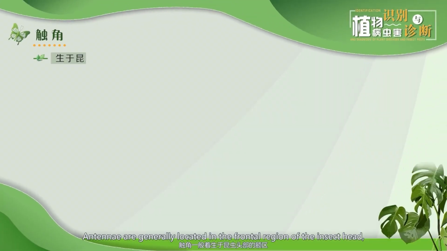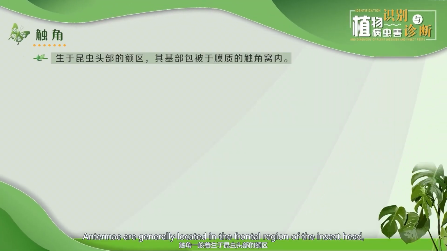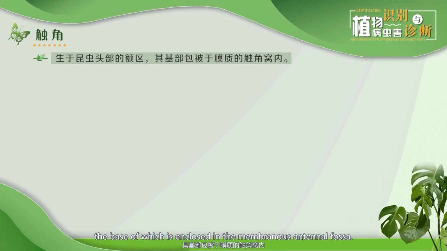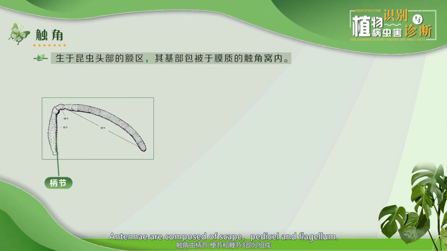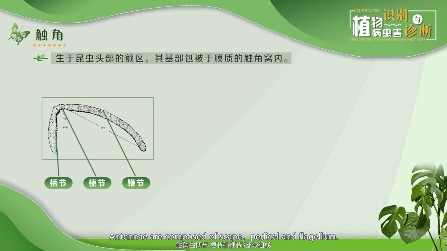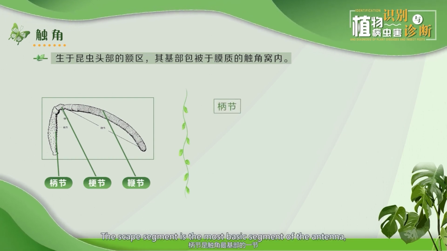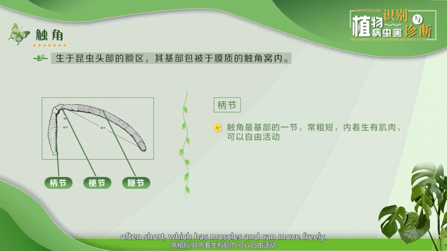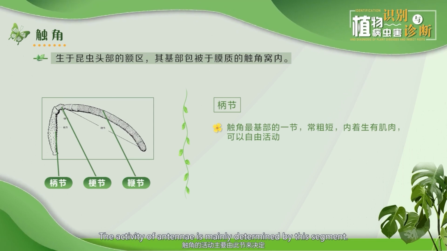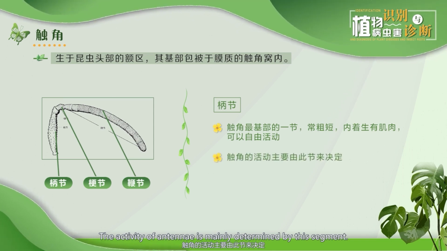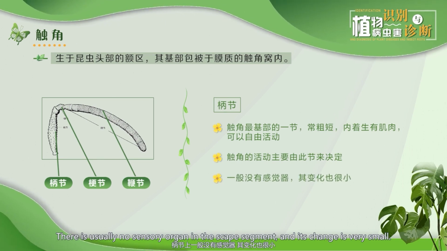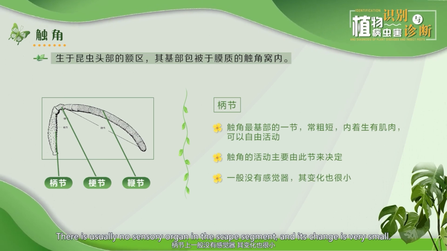Antennae are generally located in the frontal region of the insect head, the base of which is enclosed in the membranous antennal fossa. Antennae are composed of the scape, pedicel, and flagellum. The scape segment is the most basal segment of the antenna, often short, which has muscles and can move freely. The activity of antennae is mainly determined by this segment. There is usually no sensory organ in the scape segment, and its change is very small.